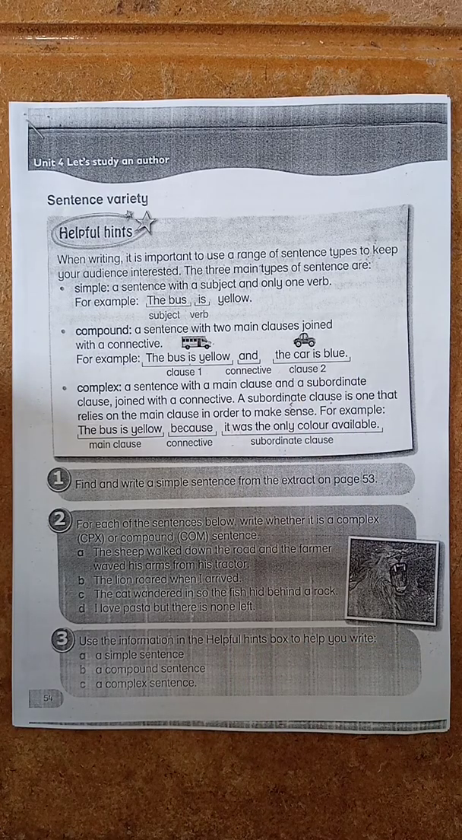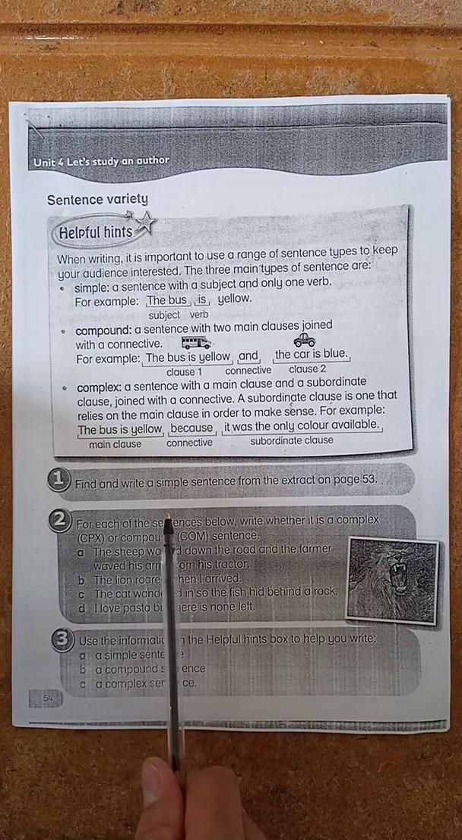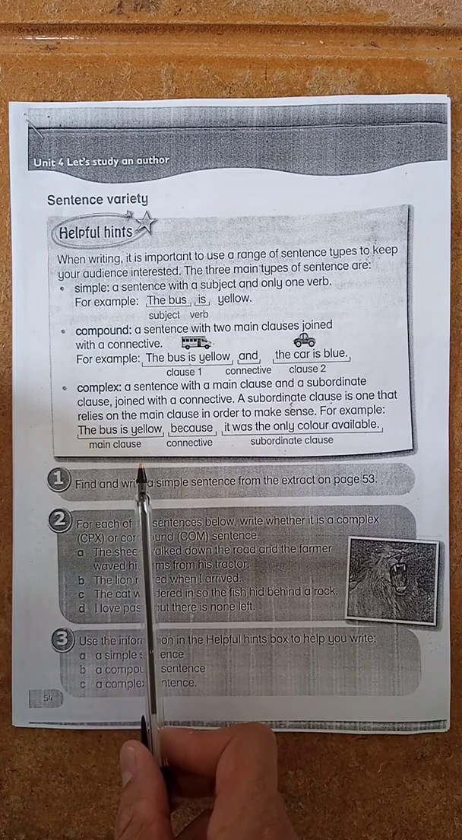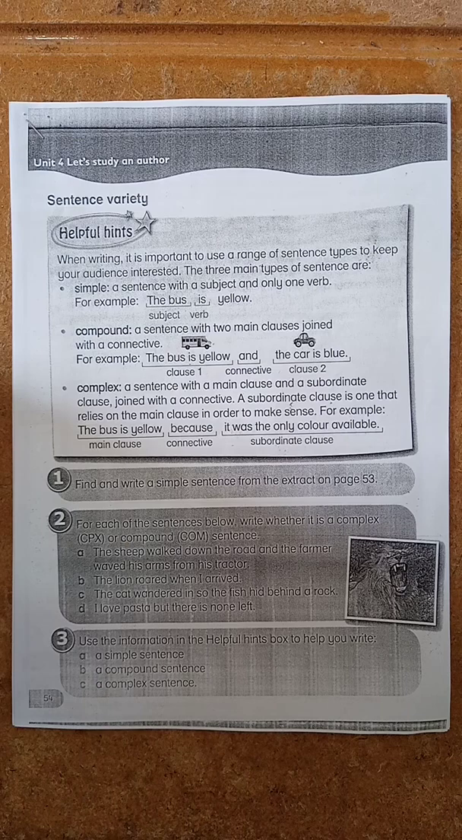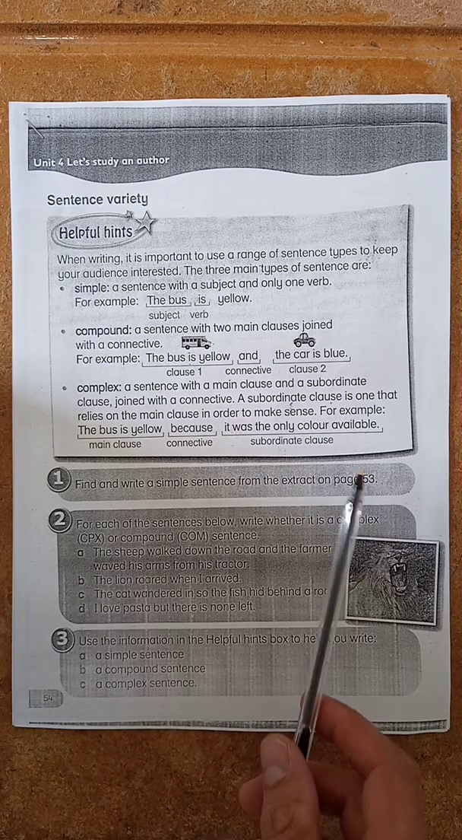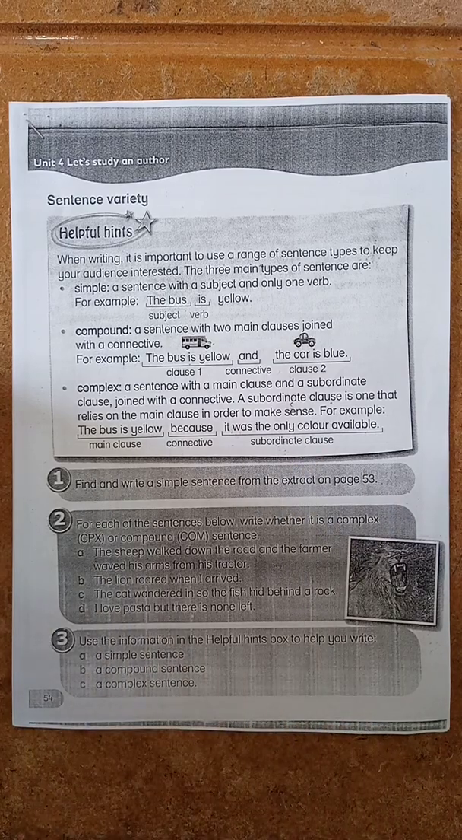Okay, now next we have a complex sentence. This is where it gets a bit tricky. So a complex sentence has a main clause and a subordinate clause. Now don't be scared of those big words, okay? The main clause is just the main idea or the subject. So the bus is yellow. Okay, that's the first bit of information. The subordinate clause is some extra information that only makes sense when added to the first part of the sentence.